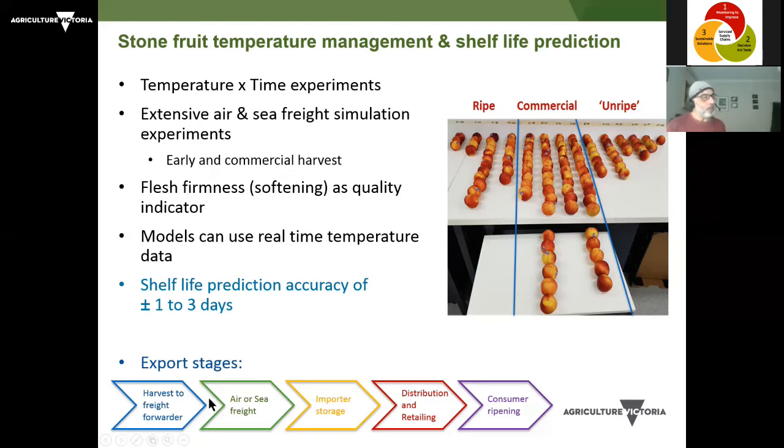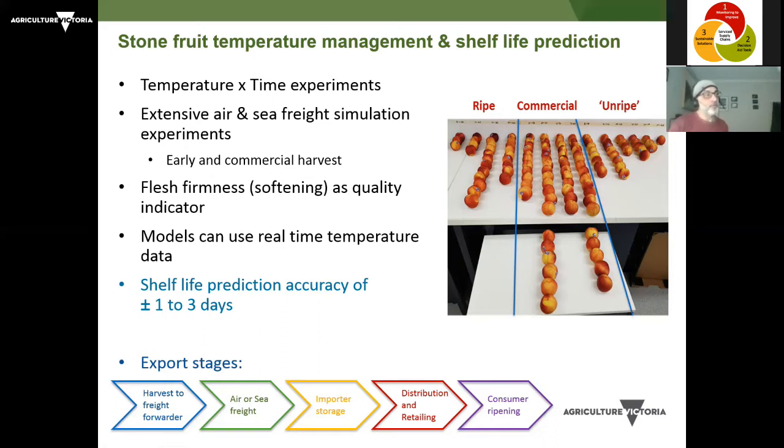And just to make a note, the export stages that we model or simulate are basically harvest through to freight forwarder, then the export leg, air or sea freight, an importer storage component, then distribution and retailing, and finally consumer ripening, which is generally at 18 degrees. So the consumer keeps the fruit on their kitchen bench to ripen. I'm going to go through and show you some calculators and how we can use them to look at changes in fruit quality.